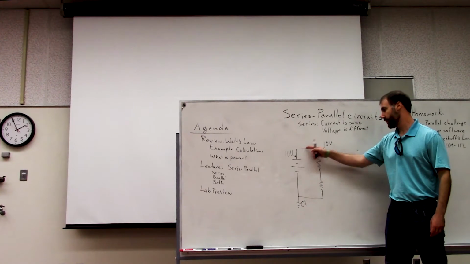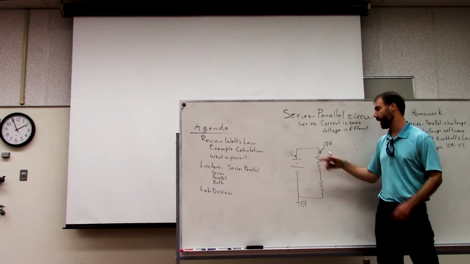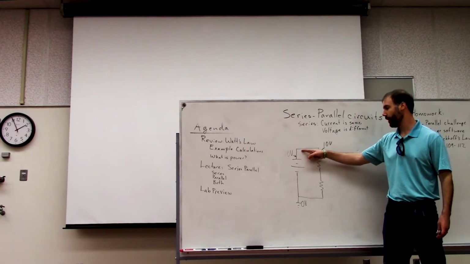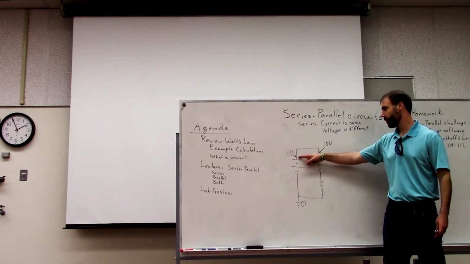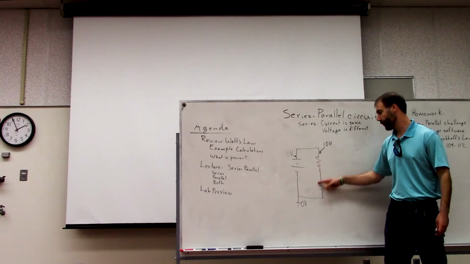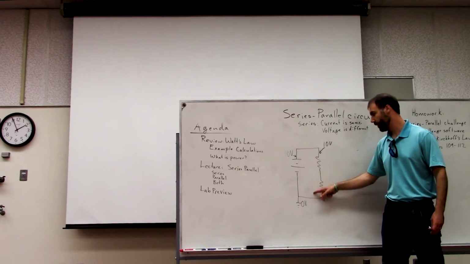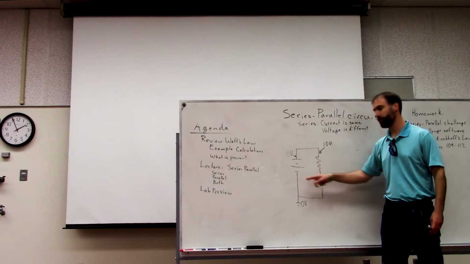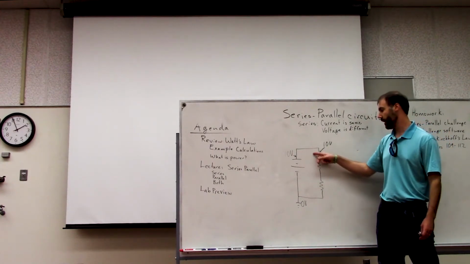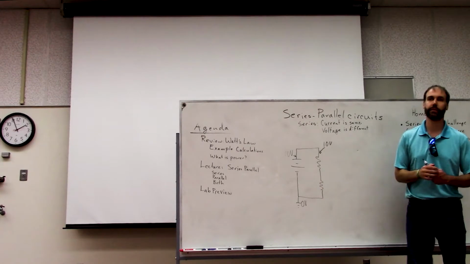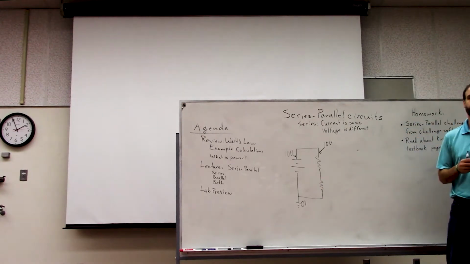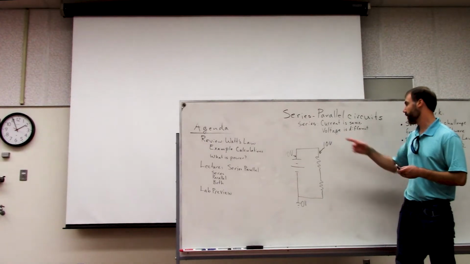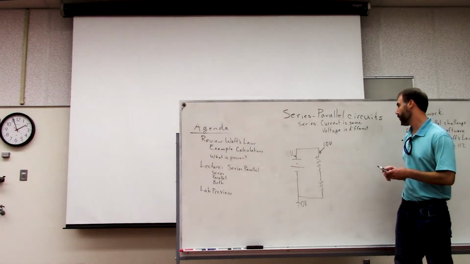The current is the same along any single path. So there's only one path from the top of this battery or power supply through this whole circuit. There's only one path that the current can travel from the positive side to the negative side. So the current has to be the same along that entire path. Okay? All right, so for series circuits, the current is the same everywhere, and the voltage is different.